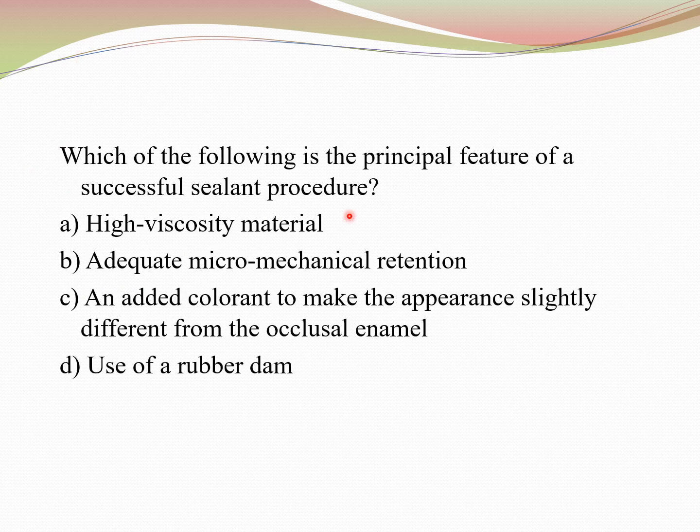Which of the following is the principal feature of a successful sealant? High viscosity? What's that term mean? Adequate micromechanical retention. Remember, we discussed that earlier. An added colorant to make the sealant slightly different, or the use of a rubber dam. Which of the following is the principal feature of a successful sealant procedure?